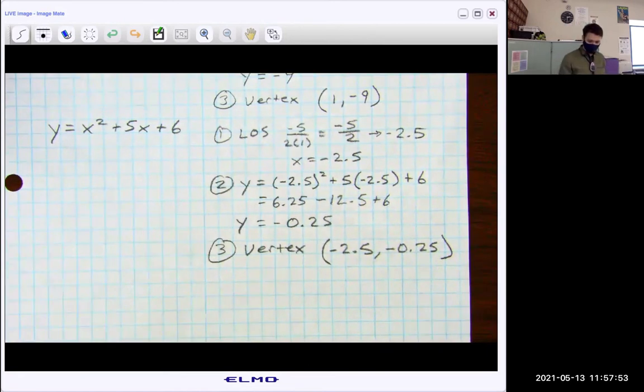Boy, that one would be messy to graph. Trying to graph like a half and a -4th, that would be kind of messy, but we don't need to graph it. We just need to solve it. There you go.